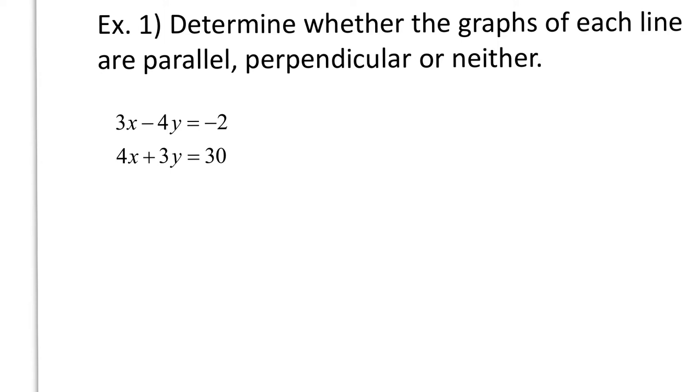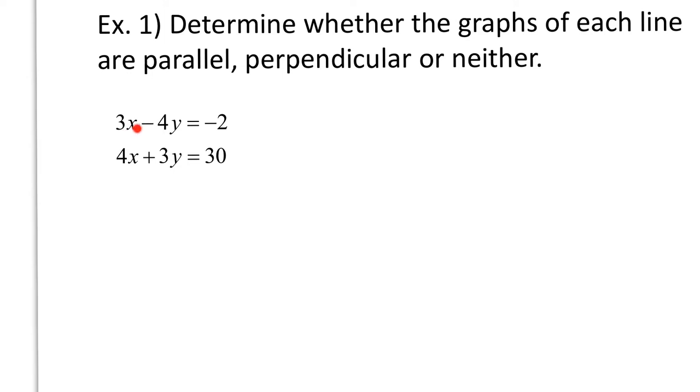So first of all, we need to find the slope of the lines. We know that if the slopes are equal, they will be parallel. But if the slopes are opposite reciprocals of each other, then they will be perpendicular. If the slopes are not the same and not opposite reciprocals, then we say neither, because they're not parallel or perpendicular. So let's look at what form we have.